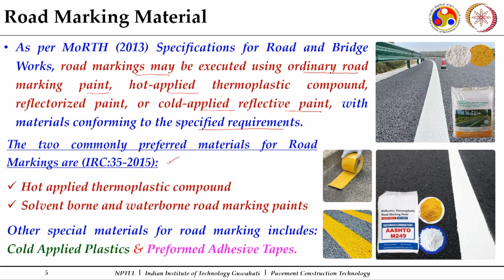The two commonly preferred materials for road markings include hot applied thermoplastic compound. This is very commonly used. The second one is solvent borne and waterborne road marking paints. Specifically, when some temporary works are there, they are preferred. And other specific materials for specific purposes we can use under road markings, cold applied plastics or preformed adhesive tapes. These are also used for some specific applications.